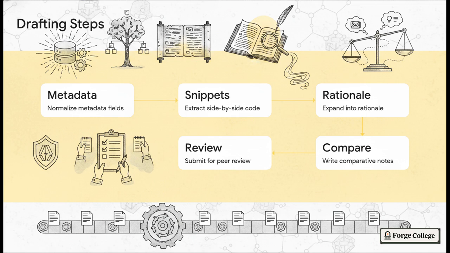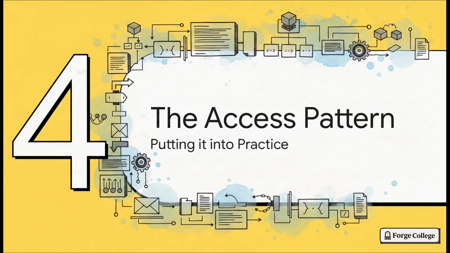Step 4. Write out those comparative notes. And Step 5. Submit it for peer review. I highly recommend working in small batches of 1 to 3 entries at a time. It treats your documentation like a rigorous, iterative build loop, rather than some massive essay you frantically leave until the night before it's due.